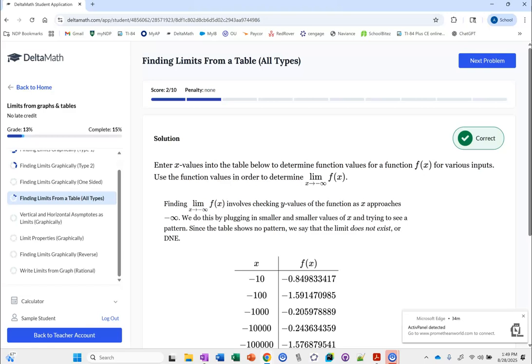You could make the table with your calculator just by plugging the function into y1. Or I could give you the table already and ask, what does this table tell me? And you'd say, oh, this table tells me the limit as x approaches negative infinity doesn't exist. So whether you have to make the table yourself or just look at a table, it works the same way.